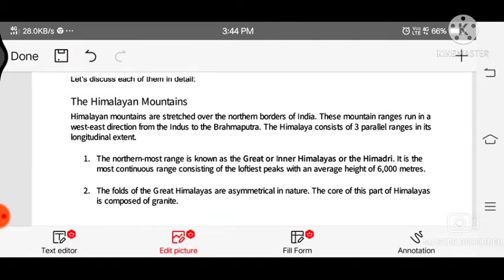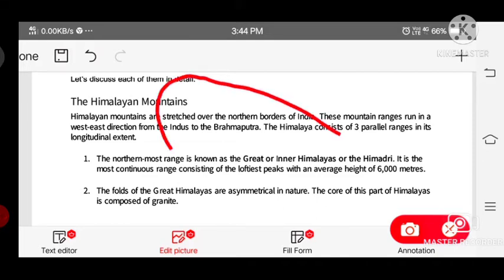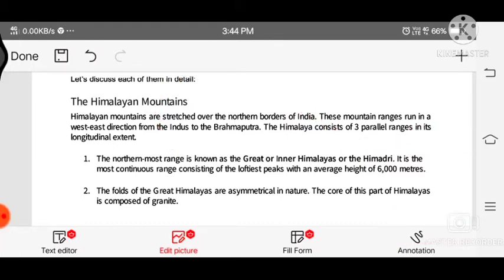So the Himalaya mountains. Firstly, we discuss the Himalaya mountains. The Himalaya mountains are stretched over the northern boundary of India, starting from Kashmir and going to Arunachal Pradesh. The mountain range runs from west to east, which means from Kashmir to Arunachal Pradesh.